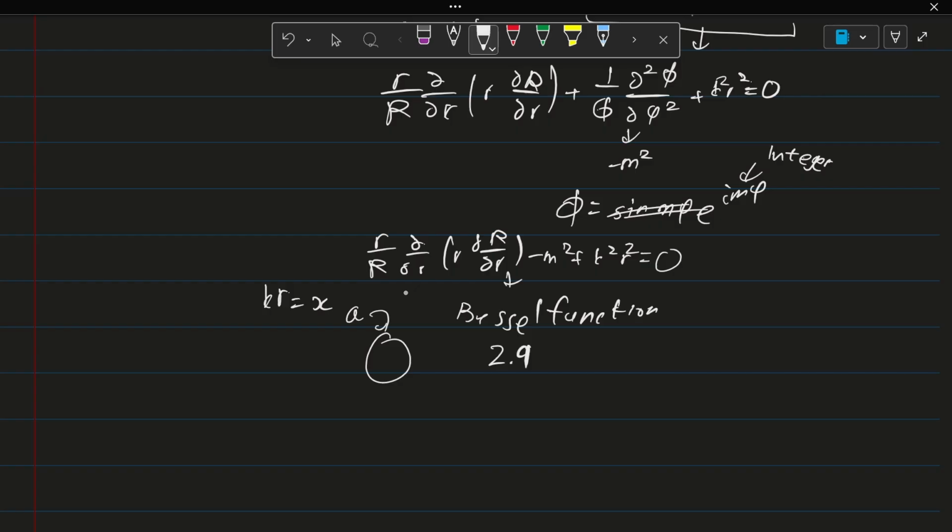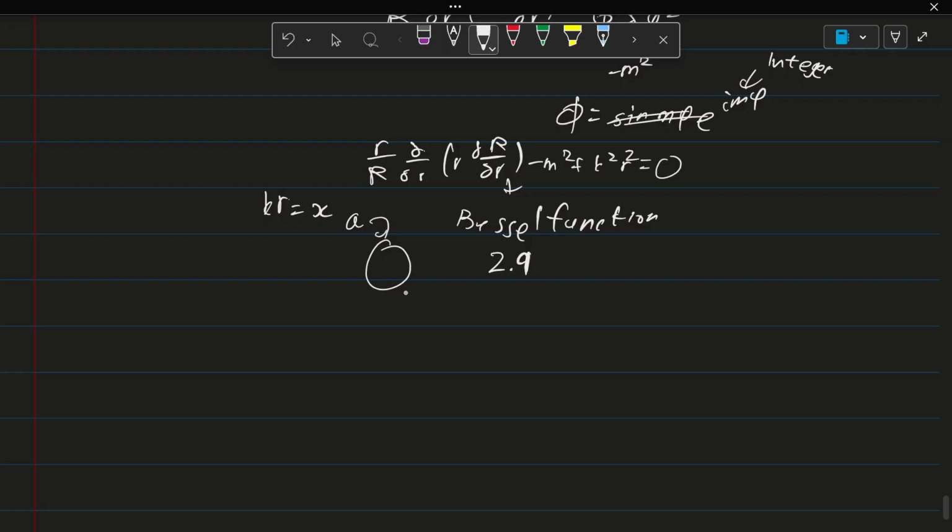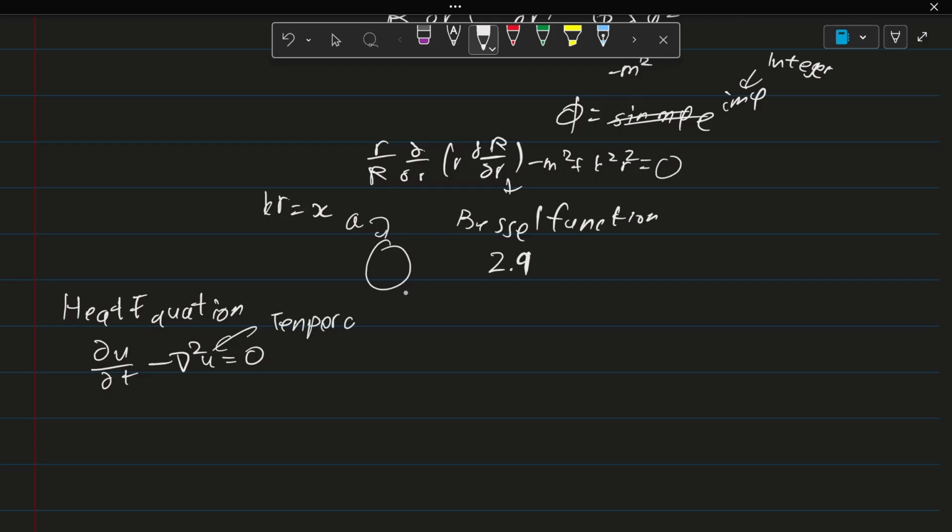So another thing on partial differential equations is the heat equation. The heat equation is also something that's pretty popular when talking about partial differential equations. It's just partial u over partial t minus the Laplacian of u equals 0, in which u is just your temperature. So you could also solve this by using separation of variables. And that's pretty much all on partial differential equations.